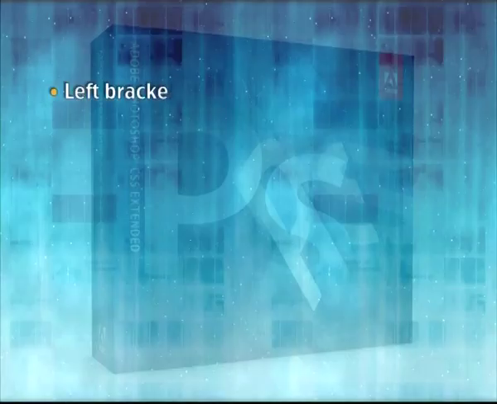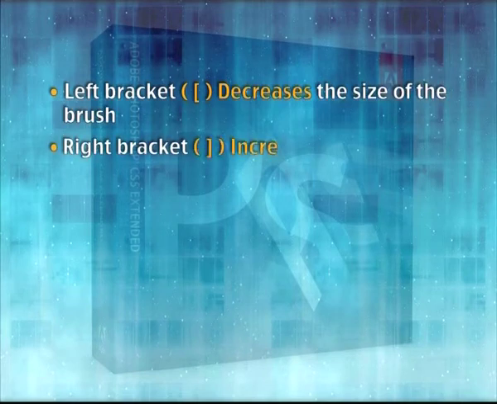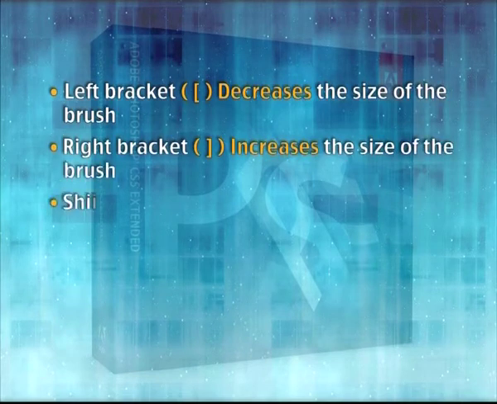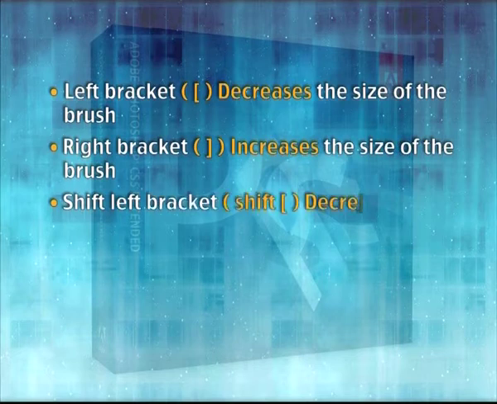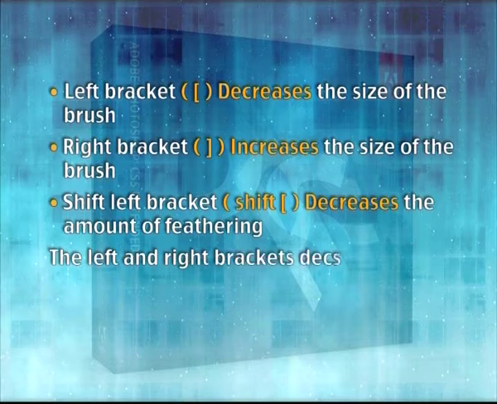Brush size and hardness. The brush option allows the user to define the brush size and the hardness or amount of feathering of the brush. However, rather than select a brush, it is much easier just to use the shortcut keys. Left bracket decreases the size of the brush. Right bracket increases the size of the brush. Shift left bracket decreases the amount of feathering. Shift right bracket increases the amount of feathering.